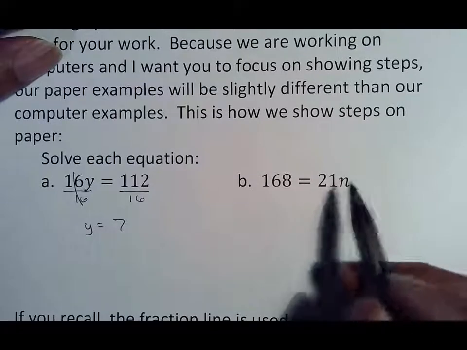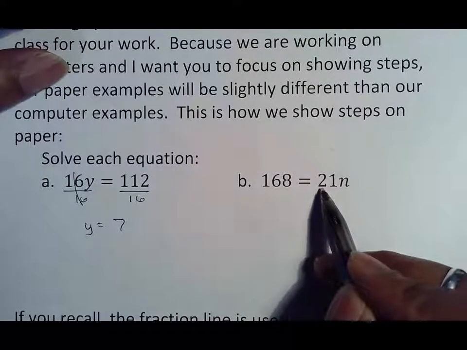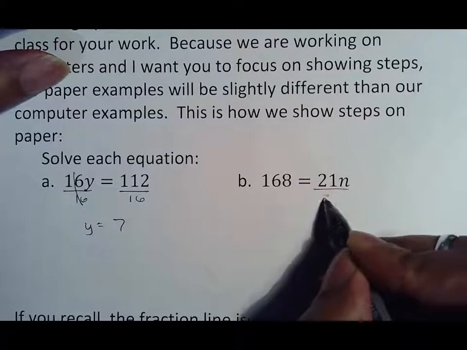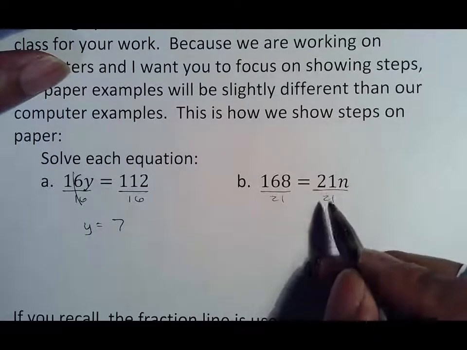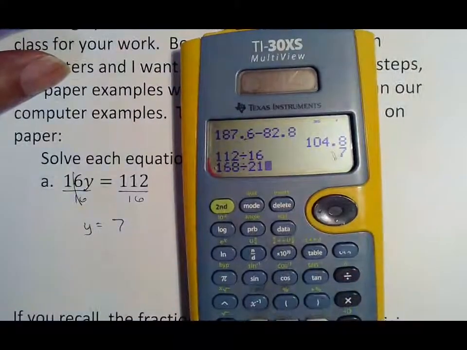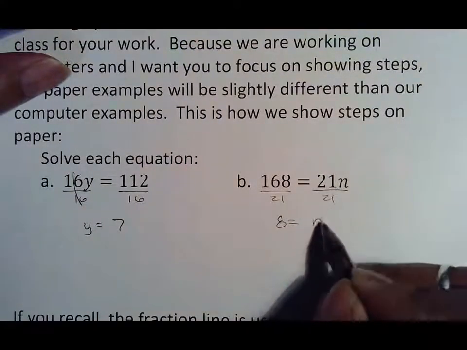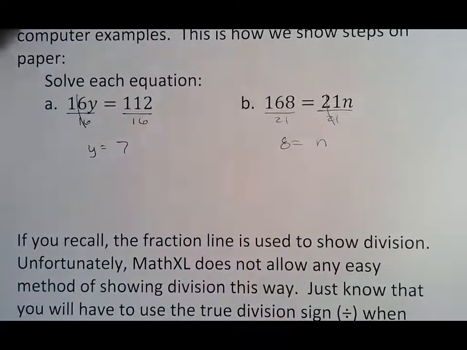Same thing here. 21 is with the variable, which means obviously we want to get rid of the 21. Since that is being multiplied, again, you have to recognize that. The way you move that is by dividing by 21. This is not how we do it on a computer, but this is for paper. Now you do 168 divided by 21, which is 8 over here and over here, because that cancels out.